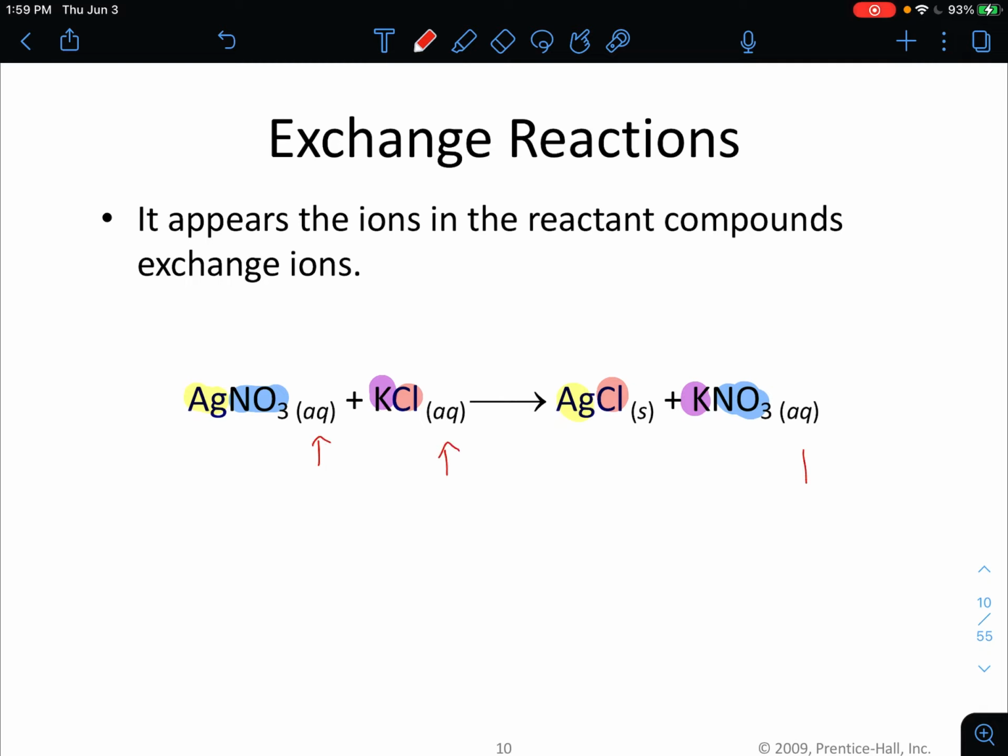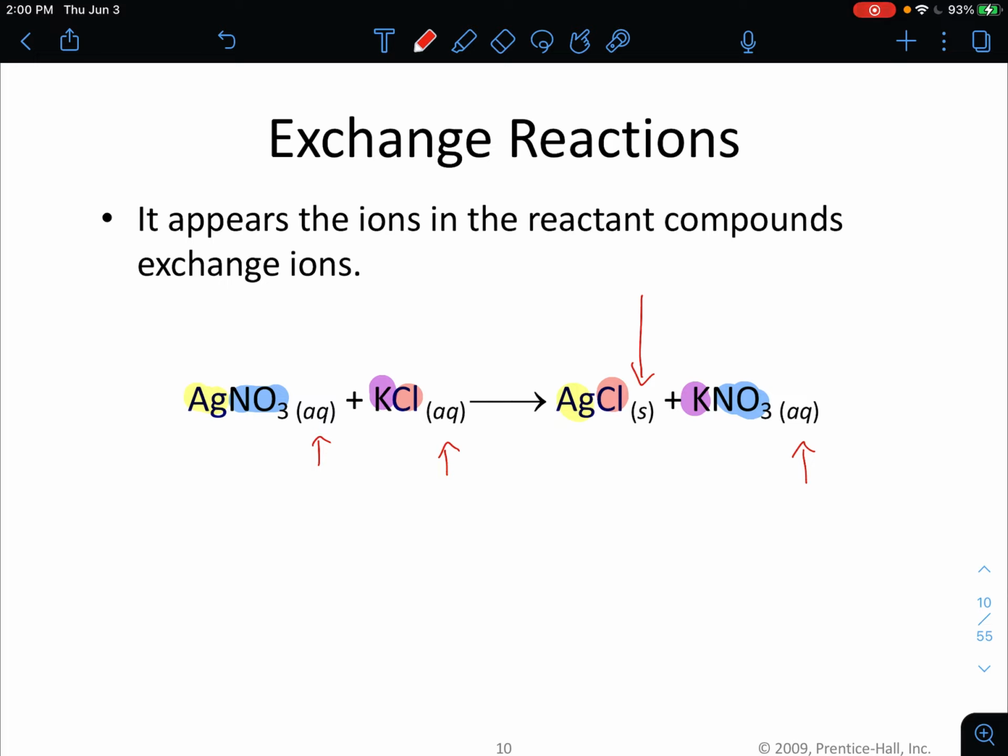AQ, AQ, AQ, describing things that are dissolved in water. But here, with silver chloride, it produces a solid. So it used to be that at this stage in chemistry class, you would start to learn solubility rules, where it would essentially predict for us these compounds are not soluble in water, these compounds are soluble in water. But typically there are so many exceptions to those rules that I don't really find it useful to learn those rules. You can just look it up when you need to.